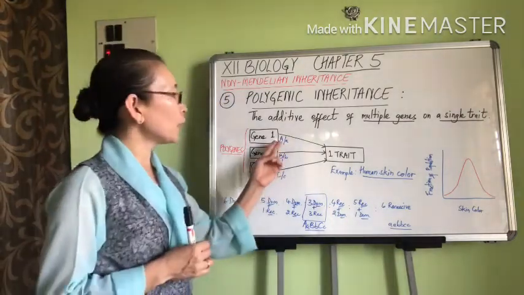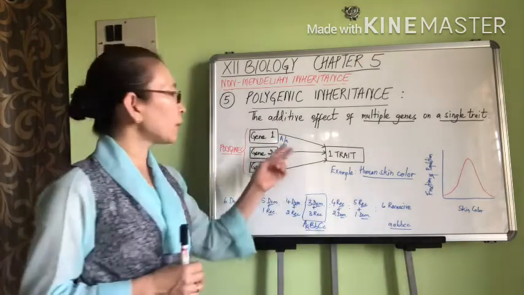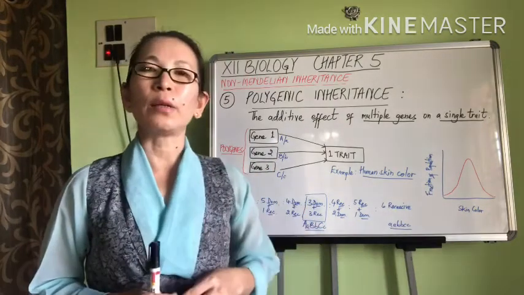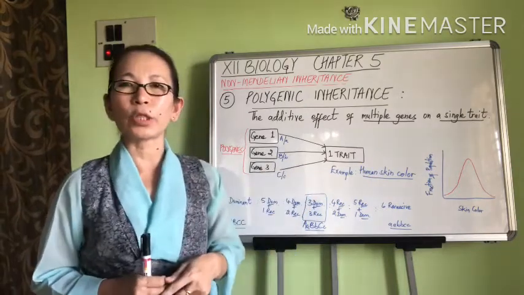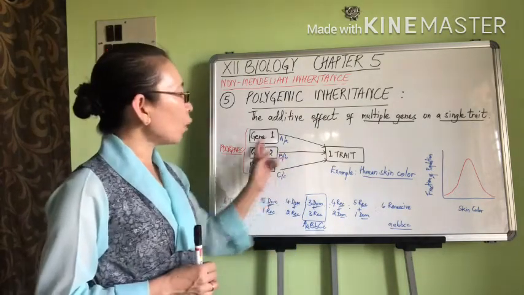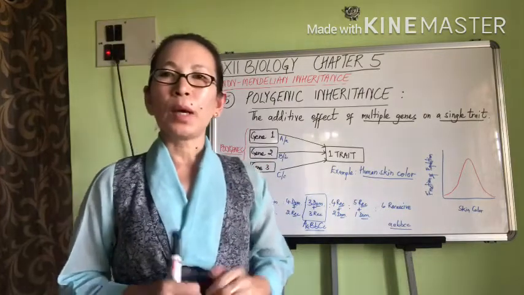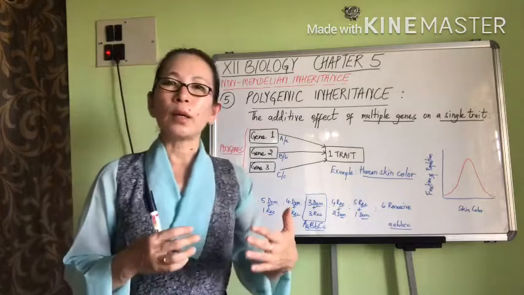The dominant allele, the capital letter, denotes dark coloration, and the recessive allele, the small letter, denotes light coloration. So dark coloration is dominant over light coloration. Now, based on the combinations of these 3 genes in an individual, we can expect a specific phenotype or skin color.